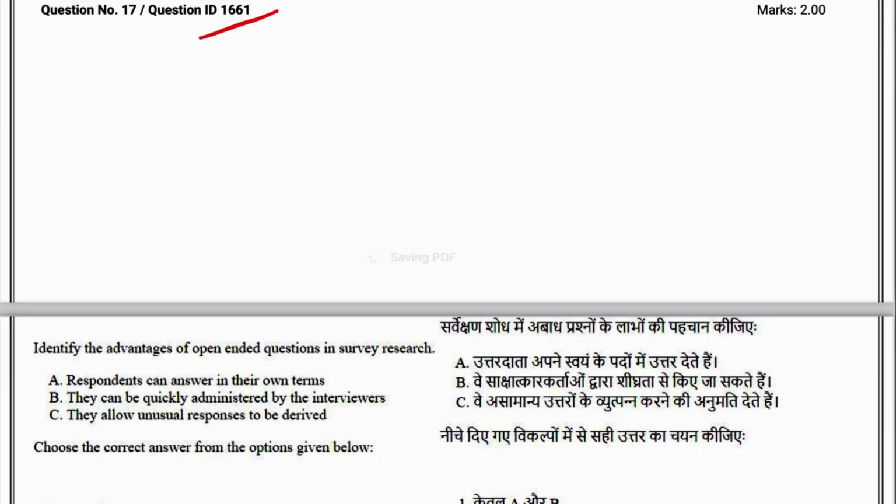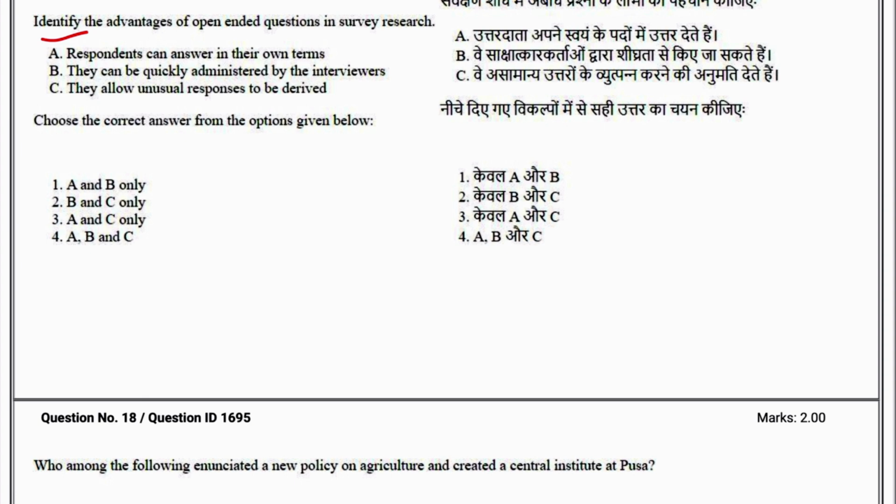Next is 61. Identify the advantage of open-ended questions in survey research. Respondents can answer on their own terms. Yes. They can be quickly administered by the interviewers. No, it is not. They allow unusual responses to be derived. It's correct. A and C only. 3 is the answer.